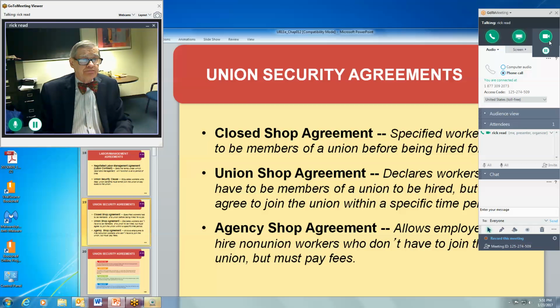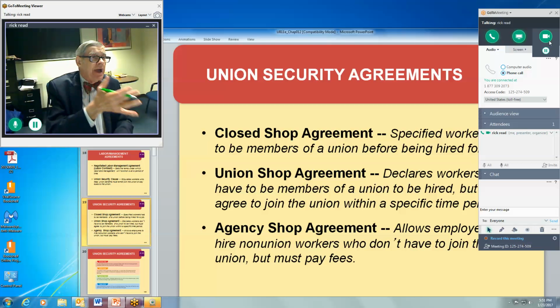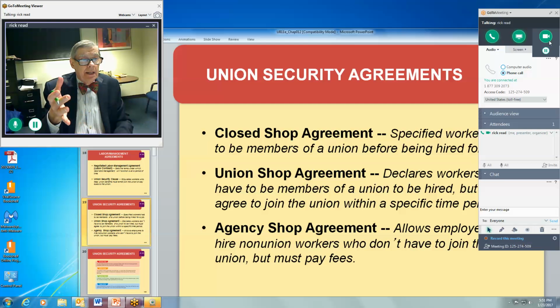Closed shop agreement means you have to be in a union before you can work. Union shop agreement says you don't have to be a member of the union to be hired, but you have to agree to join the union after hire. And then an agency shop agreement allows employers to hire non-union workers who don't have to join but do have to pay dues. And that, I think, is what we'll see eliminated.